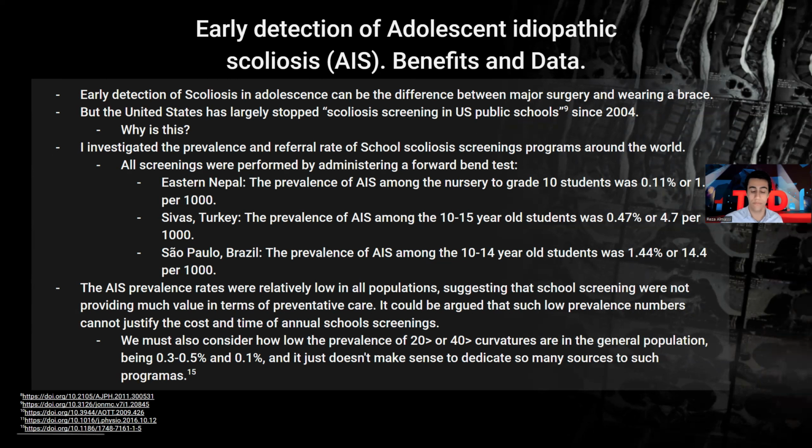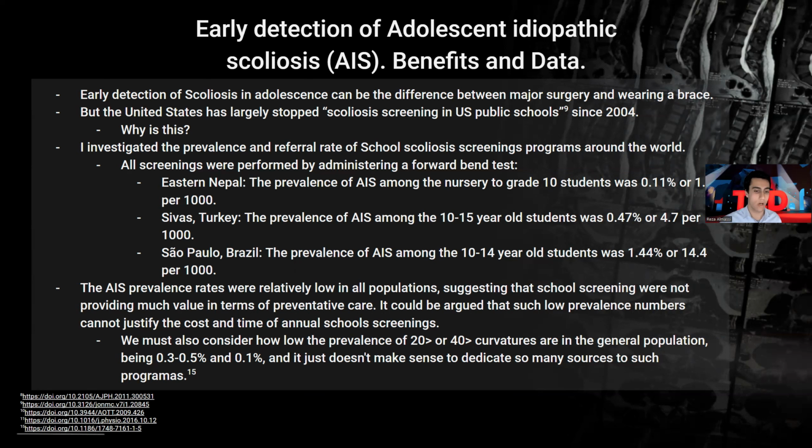I looked at articles from Nepal, Turkey, and Brazil. Researchers from these countries performed screens for scoliosis in schools on a large scale. The forwards bend test was utilized in these screens. Brazil had the highest prevalence of scoliosis with a prevalence of 14.4 out of every 1,000 students, and Nepal had the lowest with a prevalence of 1.1 out of every 1,000 students.